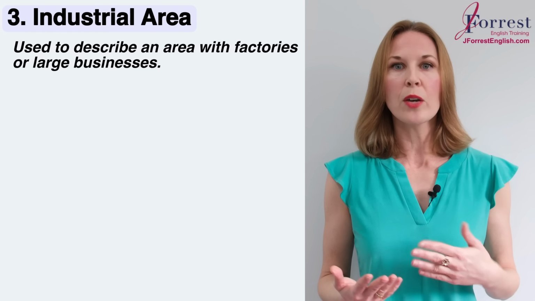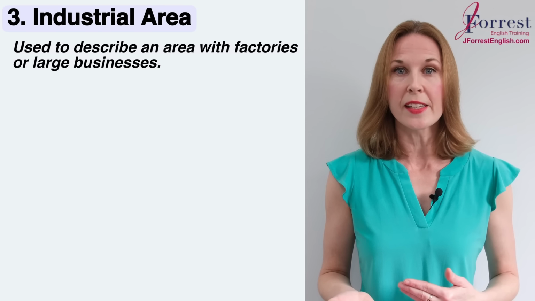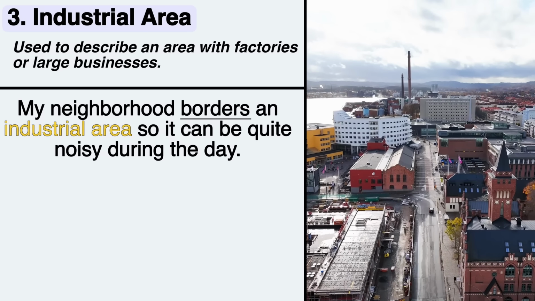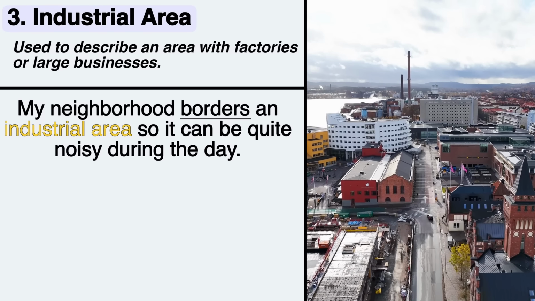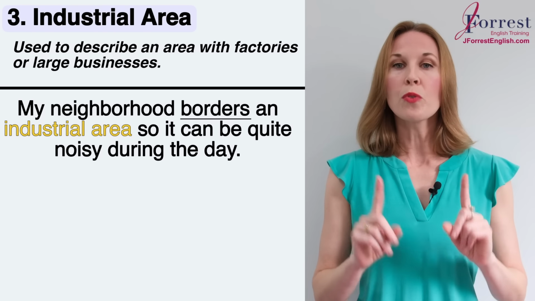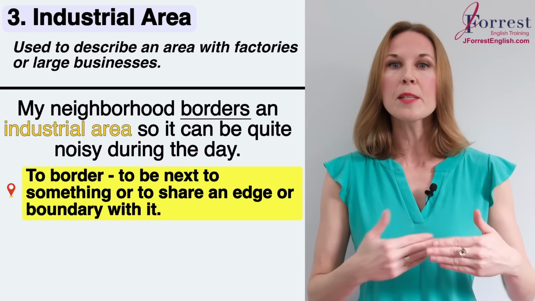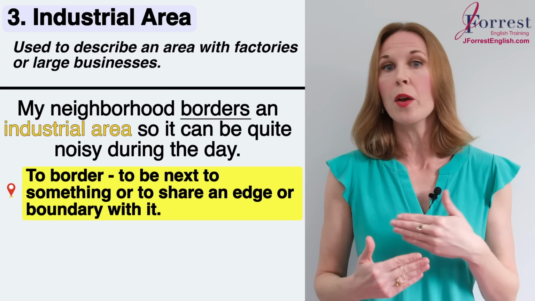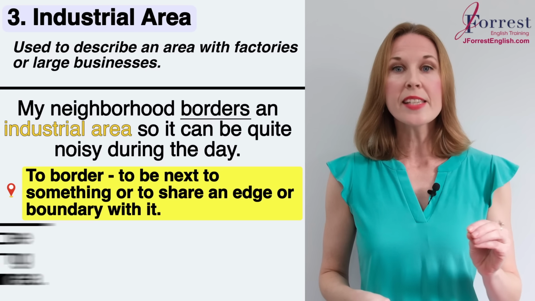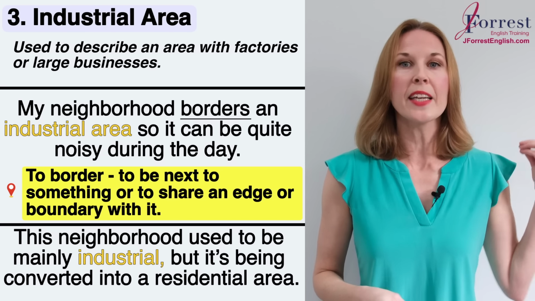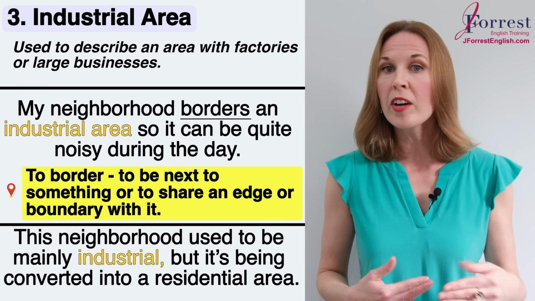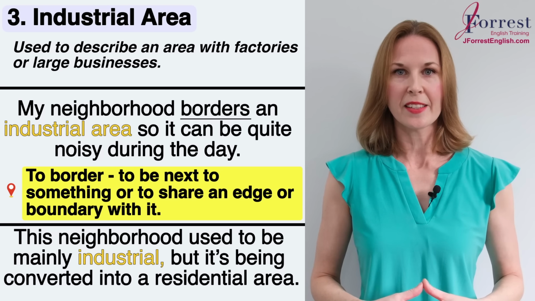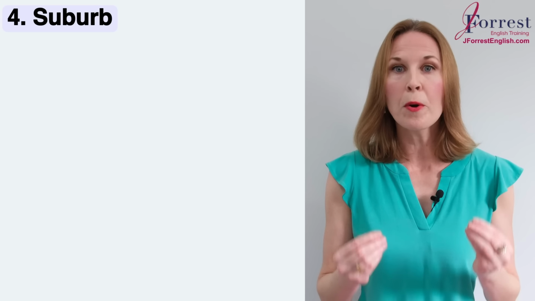This describes an area with factories or large businesses. You might say, my neighborhood borders an industrial area, so it can be quite noisy during the day. So notice the verb to border. This means to be next to something or to share an edge or boundary with it. You could say this neighborhood used to be mainly industrial, but is being converted into a residential area, which is happening in many cities. You need to know what a suburb is.